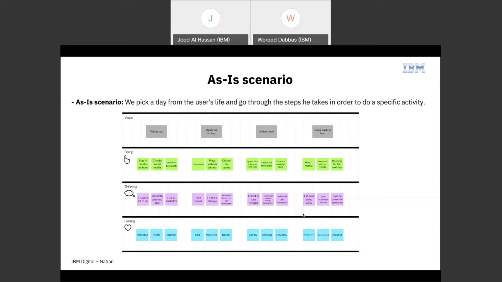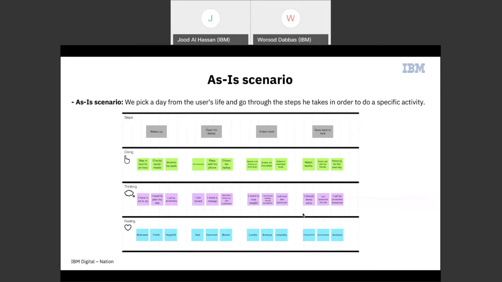Okay, so in the first step, he wakes up. What does he do about it? He stays in bed for an hour just checking his social network platforms. And then he just gets up and brushes his teeth. He would think that he will be motivated to work this day, but let's just see how it goes throughout the day. Okay, so he thinks that he needs to plan the day and he thinks that he will be productive. How is he feeling? He's feeling motivated, fresh, and full of hope.